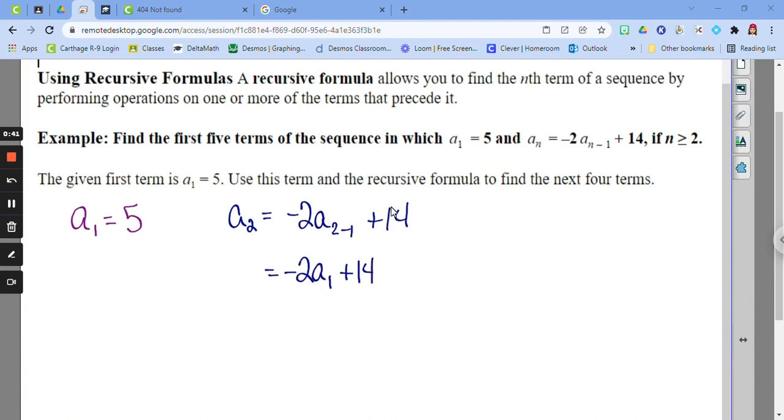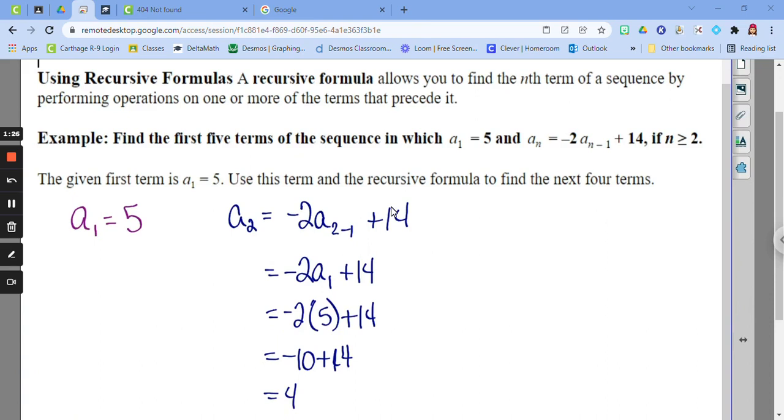So it's going to work out each time that you're going to take -2 times the previous term. So we're finding the second term. We're going to multiply -2 by the previous term, which is -5. So we have -2 times -5. Oh, not -5, +5. -2 times 5 plus 14. So that'll be -10 plus 14, making the next term in the sequence 4.